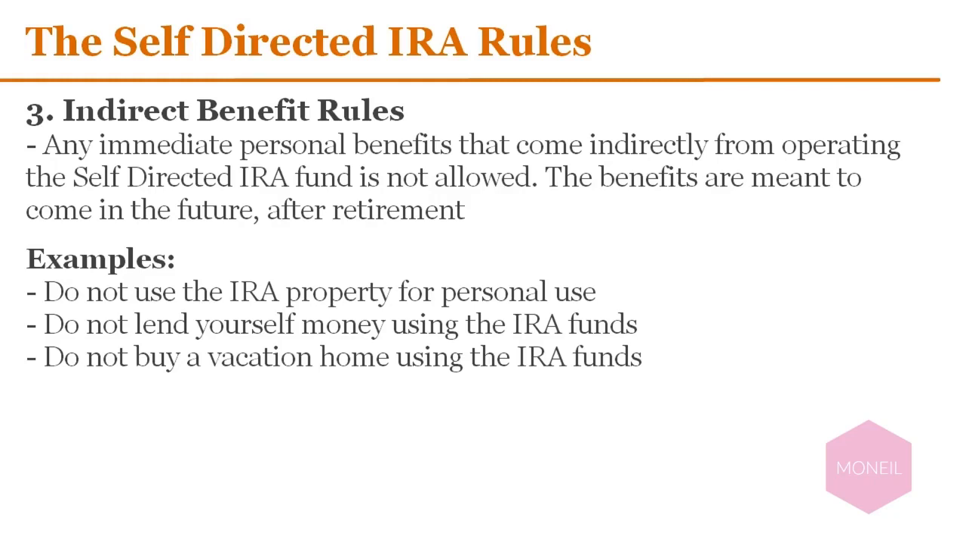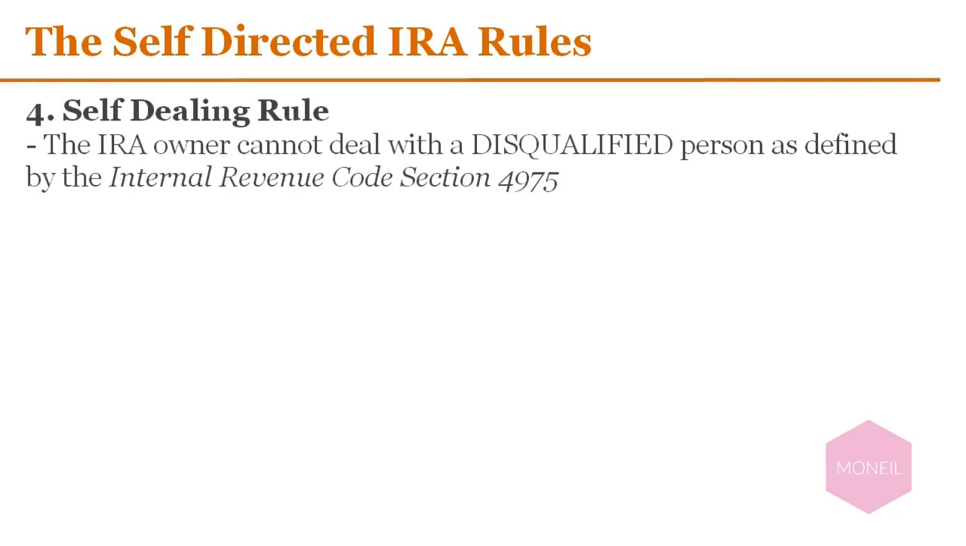Receiving personal benefits from your IRA, such as lending yourself money from your IRA or paying yourself or a company that you own to do work on a home purchased by your IRA, it's a no also. And using your IRA funds to buy a vacation home that you or your family will use, that's a violation of the rule also.